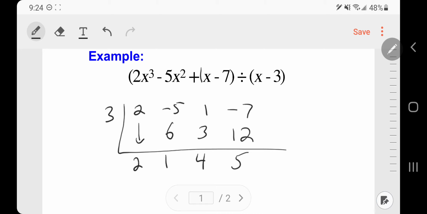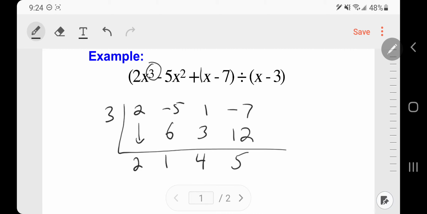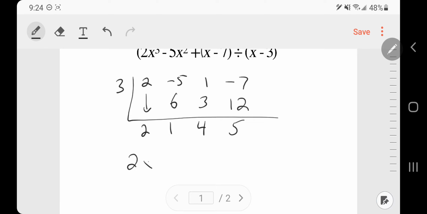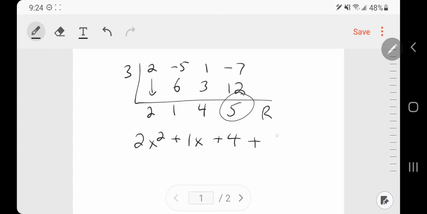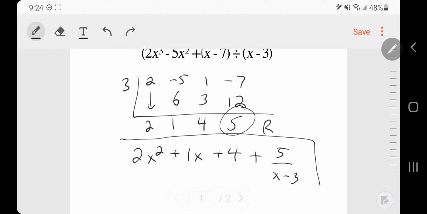Okay, now your final answer here, especially when it's set up like this, is going to have your term be 1 less than your greatest exponent in your polynomial. All right, so here it's going to be an x squared is going to be our largest term. So we're going to start by writing 2x squared plus 1x plus 4. And then our last term here is going to be our remainder, which you're going to write over your divisor, just like you do when you're doing the long division. So it would be 5 over, and then our x minus 3, again coming from right there. And there's my final answer.